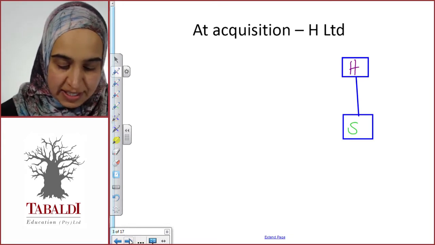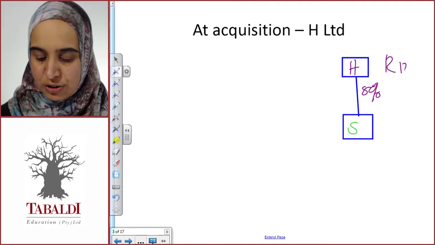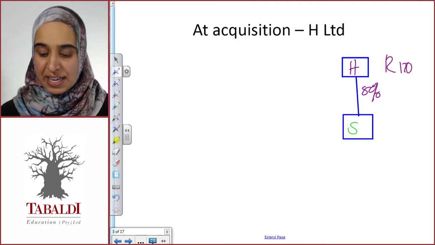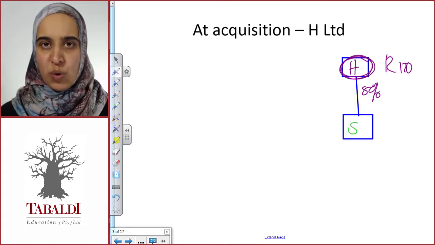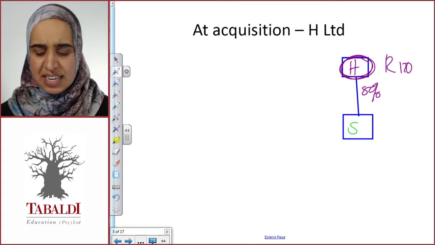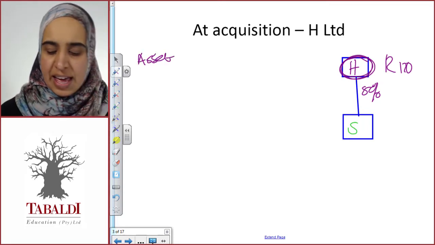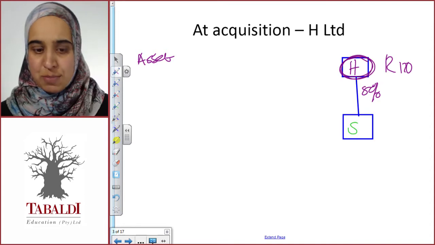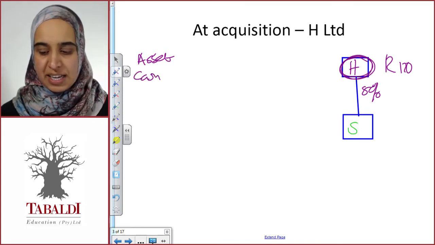H buys 80% of S, let's say for 120 Rand. So when H buys 80% of S in H's financial statements, what does that mean to H? It means that H has acquired an asset, right? And how did it acquire this asset? Well, it paid 120 Rand in cash for it. So it acquired an asset and it paid cash for it.